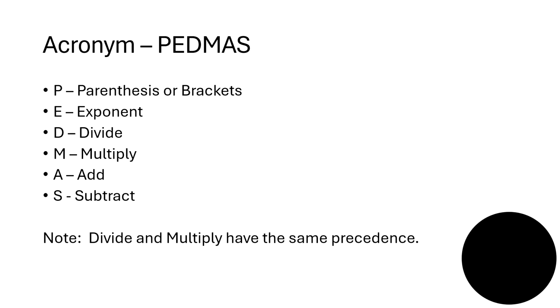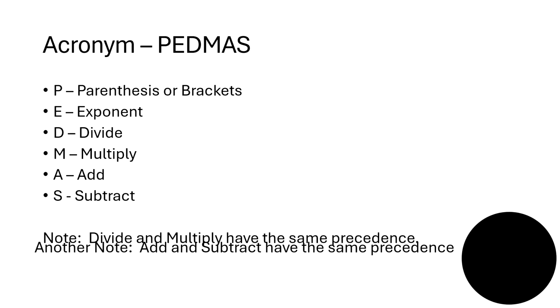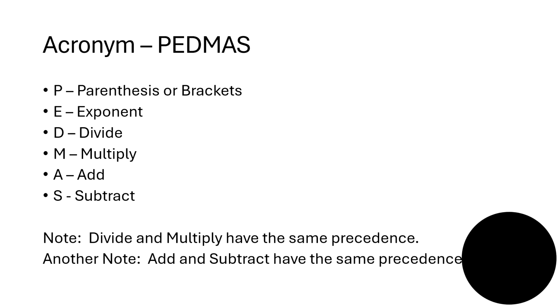An important note is that divide and multiply have the same precedence. Also, add and subtract have the same precedence. So you could switch the M and the D around, or you could switch the S and the A around. They both have the same precedence. So the order of precedence would be: parentheses or brackets, precedence number 1; exponent, precedence number 2; divide or multiply, precedence number 3; add or subtract, precedence number 4.